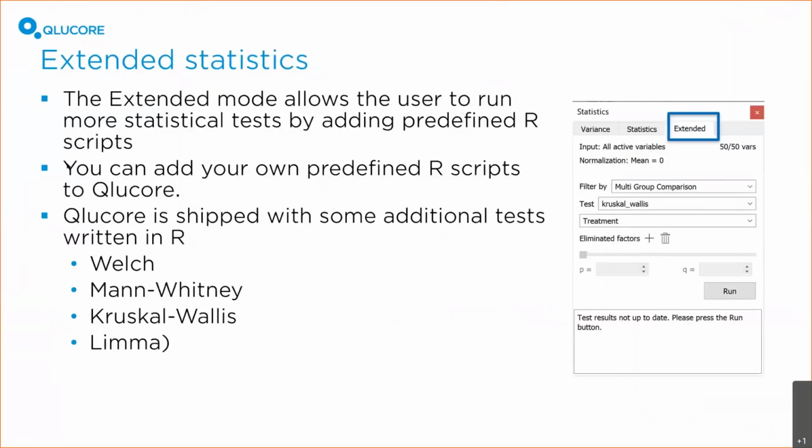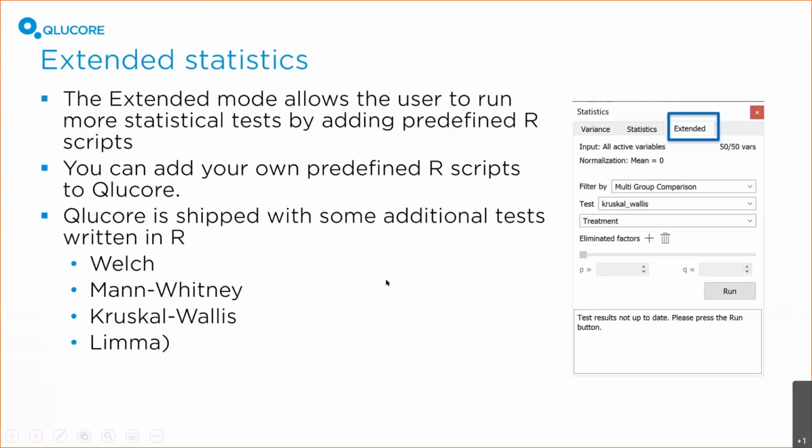You can either add your own R scripts if you are fluent in R and like to R script your methods, or if any of your colleagues produce R scripted methods, you can add them to Qlucore. And there are also some additional tests included in the software, like Welch, Mann-Whitney, Kruskal-Wallis, and Limma. The Mann-Whitney and the Kruskal-Wallis are non-parametric tests.